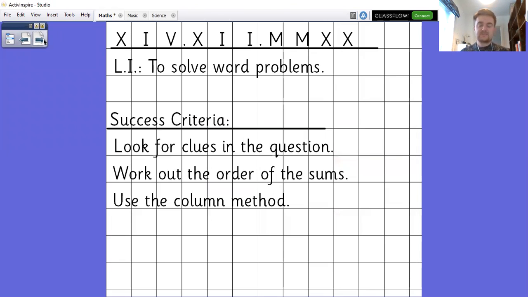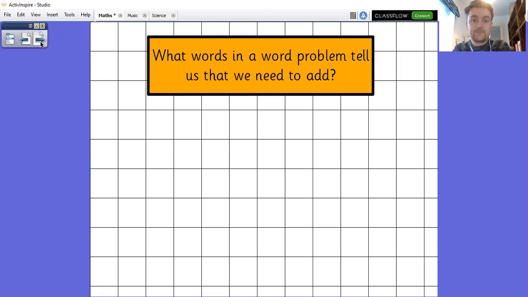So to be successful today, we need to make sure that when we're reading the question, we are looking for clues, we're looking for key vocabulary, we're looking for the numbers, we're looking to see what is actually happening in the question as to whether we are adding or subtracting. We need to work out what the order of the sums is. What order do we have to do this to get the right answer? And we have to use the column method to help us with that formal written method as well.